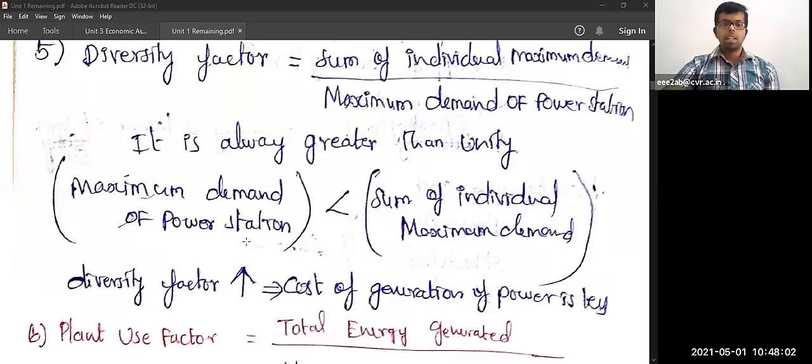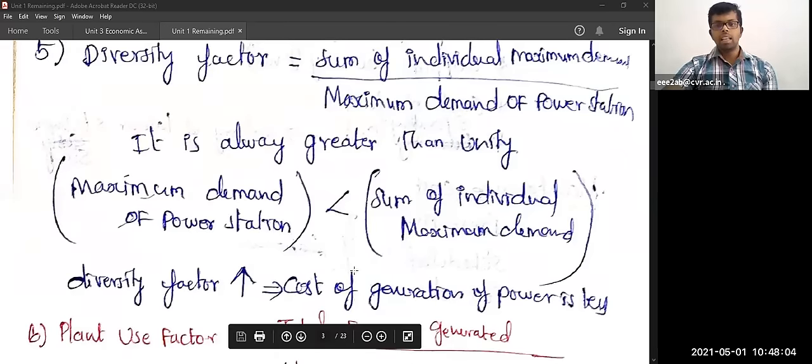If the diversity factor increases, automatically the cost of the generation of power is less. So we want this only. The cost of generation should be less so that we can enjoy the least tariff.